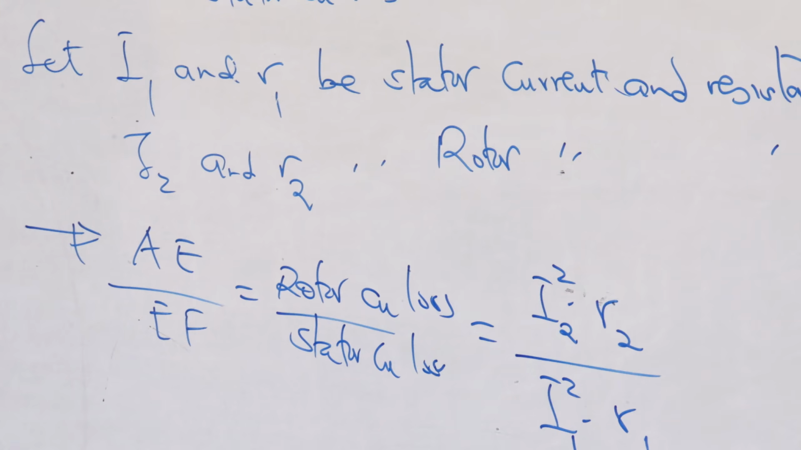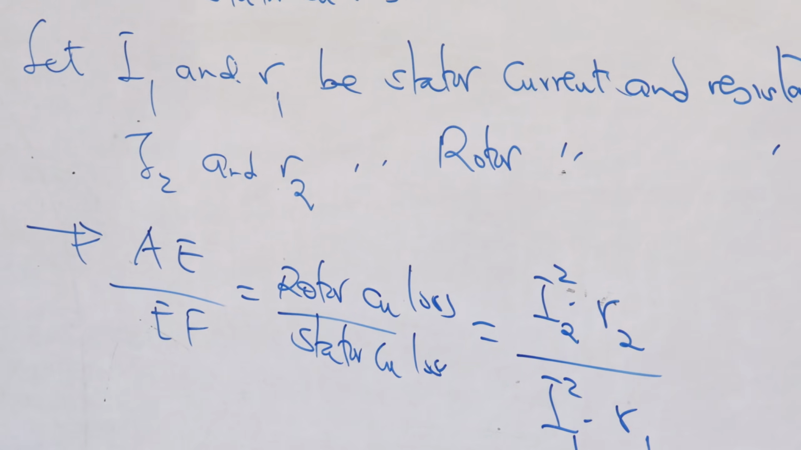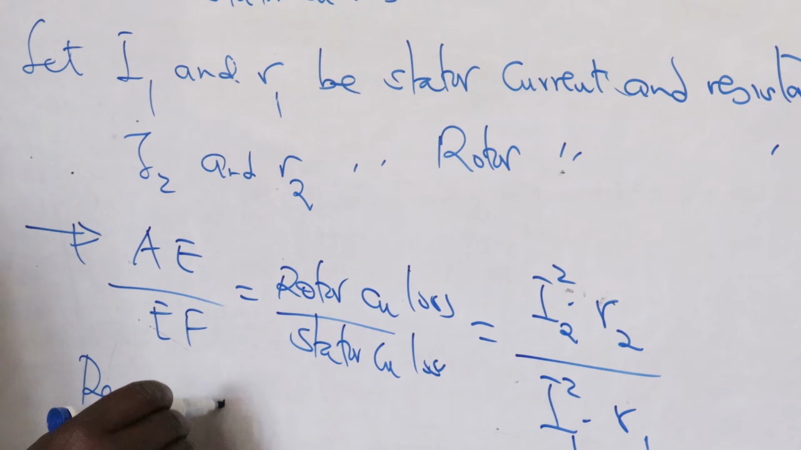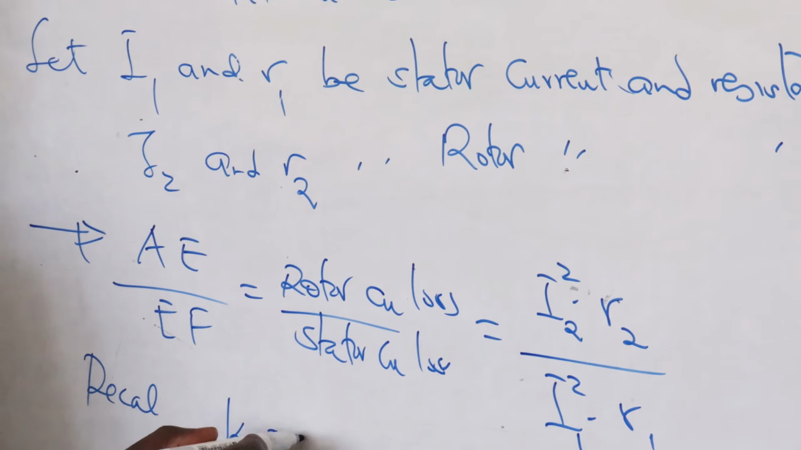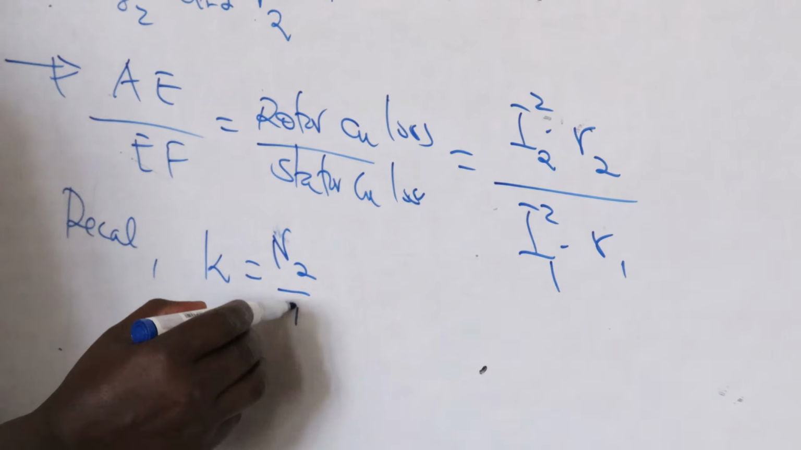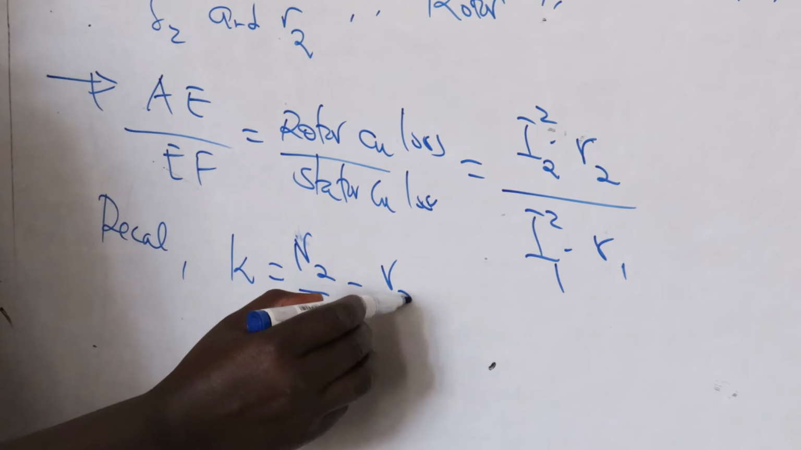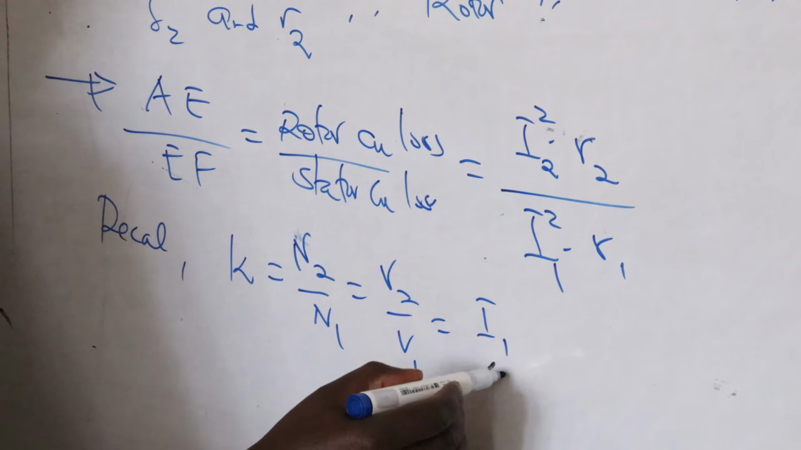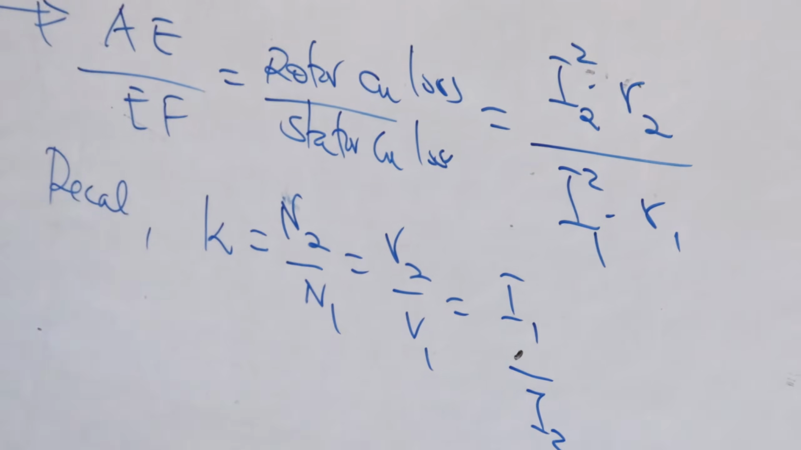That will be the copper loss according to this. But then we recall, what do you recall? K is equal to what? K is equal to N2 over N1, V2 over V1, and the current ratio is I1 over I2, because the current is inverse.